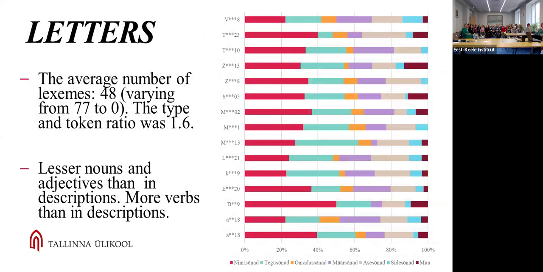So in case of letters, the average number of lexemes was somewhat higher, and the variation was still quite big, and the type and token ratio was 1.6. So that is, in case of letters, the width of vocabulary is somewhat bigger. And children used fewer adjectives than in descriptions. It's actually predictable, and they used more verbs than in descriptions. It's maybe because they wrote about their summer vacation and they described their activities, and it's quite expectable.